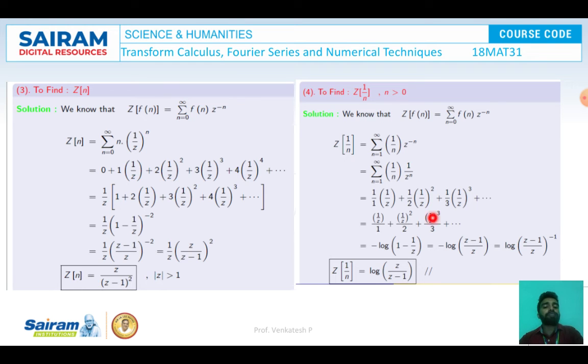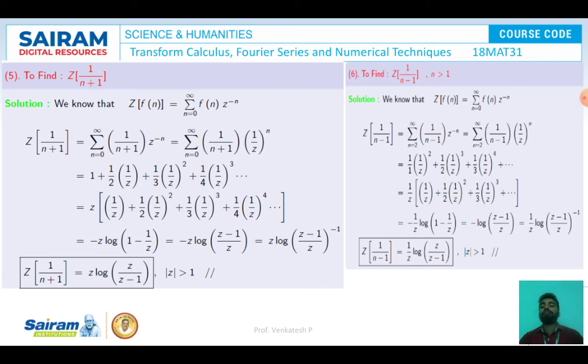And simplifying this further, this will be equal to what? Minus log of (1 minus 1 by z), or minus log of ((z minus 1) by z) by taking LCM, or log of ((z minus 1) by z) whole power minus 1, or z transform of 1 by n will be equal to log of z by (z minus 1) we can write.